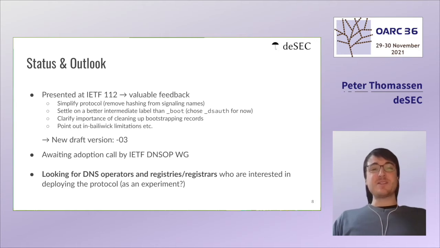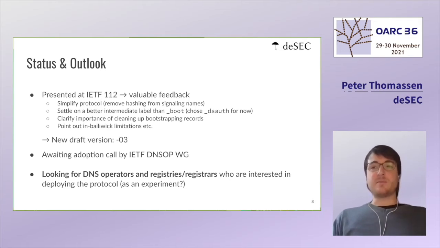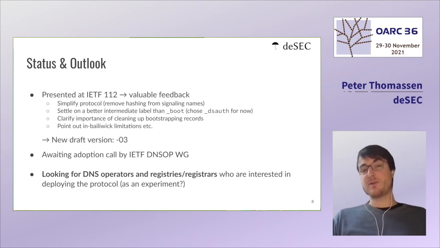So here's the status and outlook. We presented this at the IETF 112 meeting and gathered some valuable feedback. Based on that, yesterday we uploaded a new version of the draft to the IETF data tracker in case anyone wants to look. The most significant changes are that earlier, the signaling names, which were encoded in the subdomains of _dsauth, had a component that was hashed, which gives some edge case advantages, but was considered to be too complex. So the protocol was simplified.